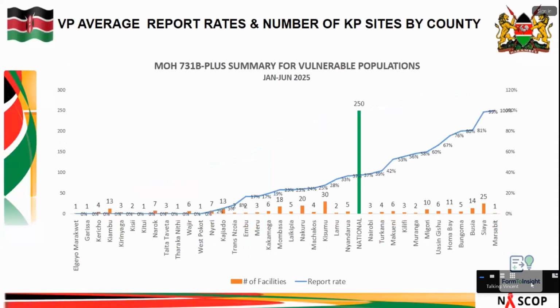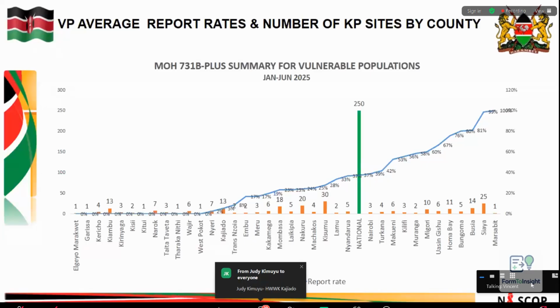When we look at the VP data set, again, we have an issue. Nationally, we are at a 7% report rate, and you can see counties still struggling, with only Marsabit doing 100%, and Siaya doing 99%. Remember, this is an average report rate of January to June 2025. Again, we have counties that are still doing 0%, from Elgeyo Marakwet all the way to Kisii.